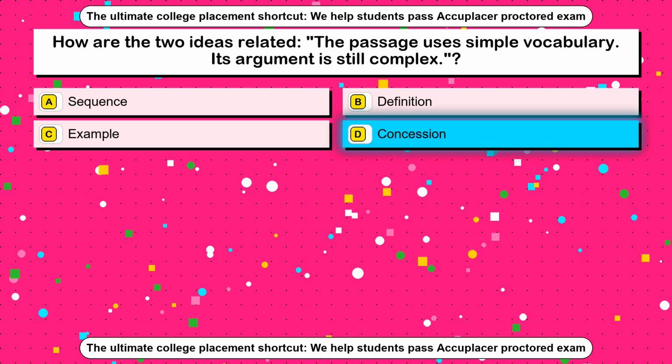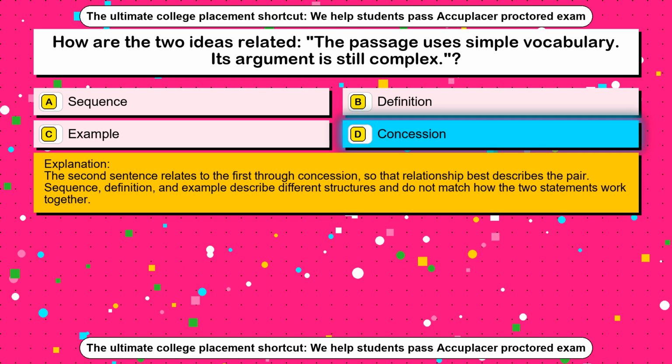The correct answer is option D, concession. The second sentence relates to the first through concession, so that relationship best describes the pair. Sequence, definition, and example describe different structures and do not match how the two statements work together.